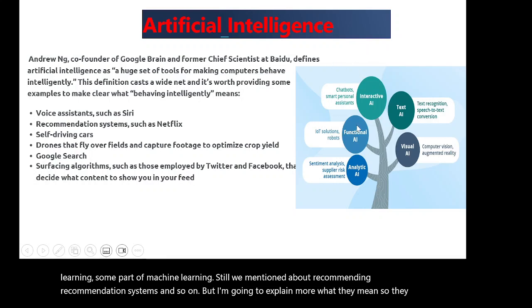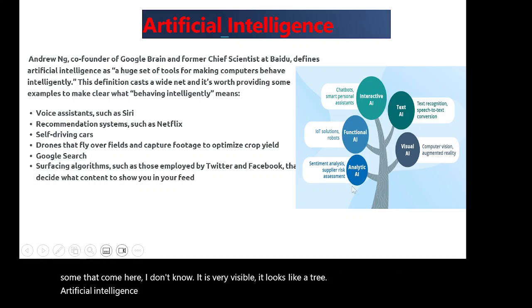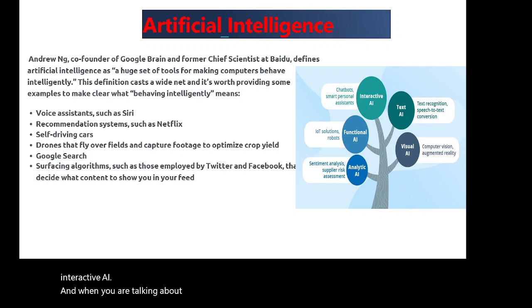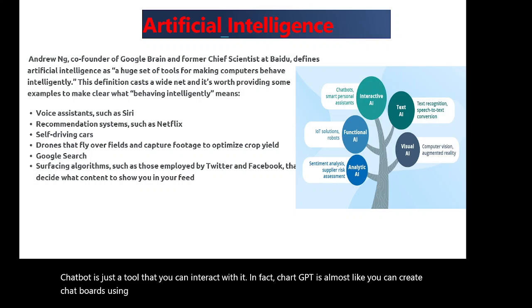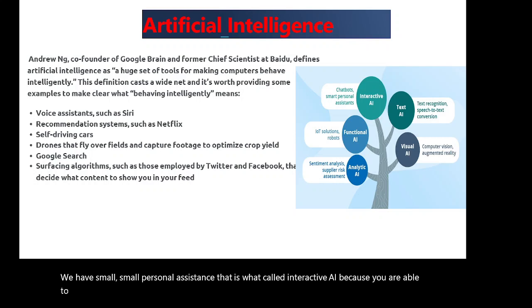So there's a diagram here. I don't know if it is very visible. It looks like a tree. Artificial intelligence can be categorized into various aspects. One, we have what is called interactive AI. With interactive AI, you can have chatbots. A chatbot is just a tool that you can interact with. In fact, you can create chatbots using ChatGPT, because you can ask a question and you get an answer. We have small personal assistants. That is interactive AI, because you are able to interact with it, ask questions and get answers.